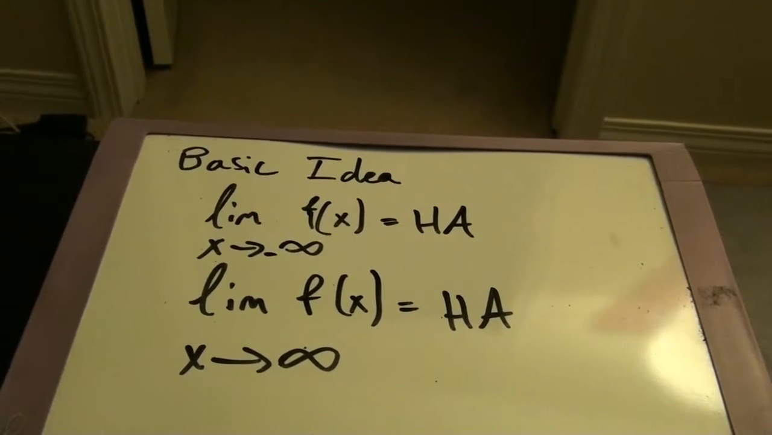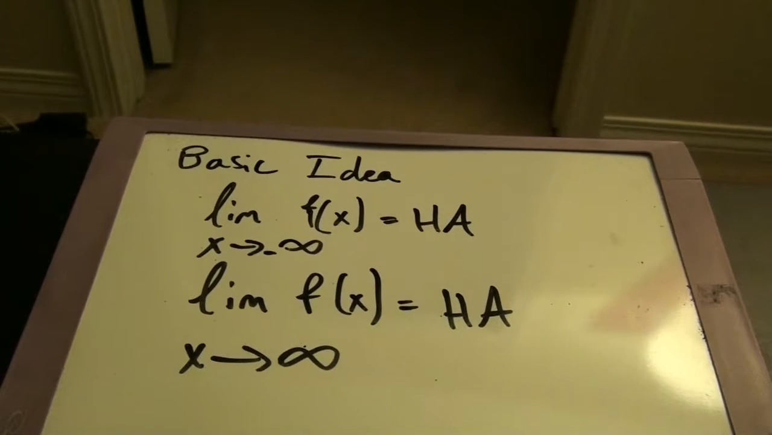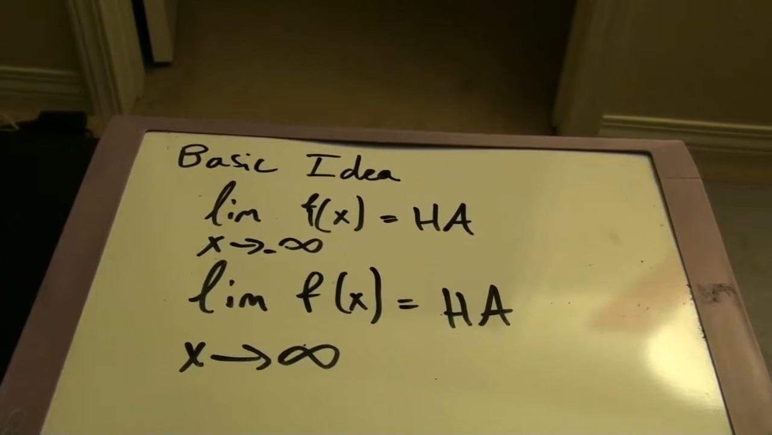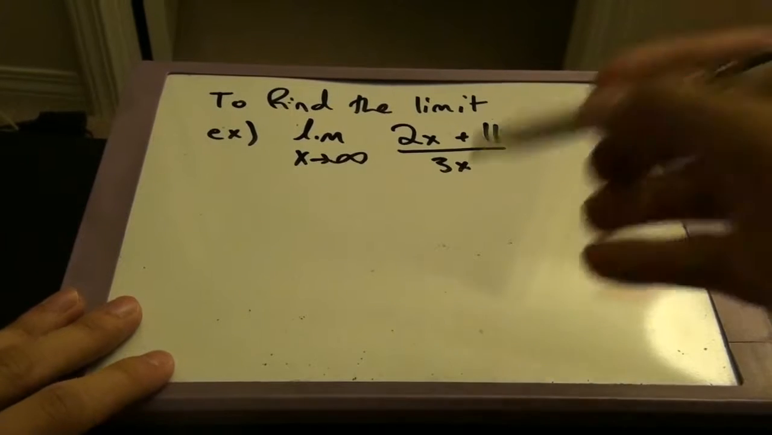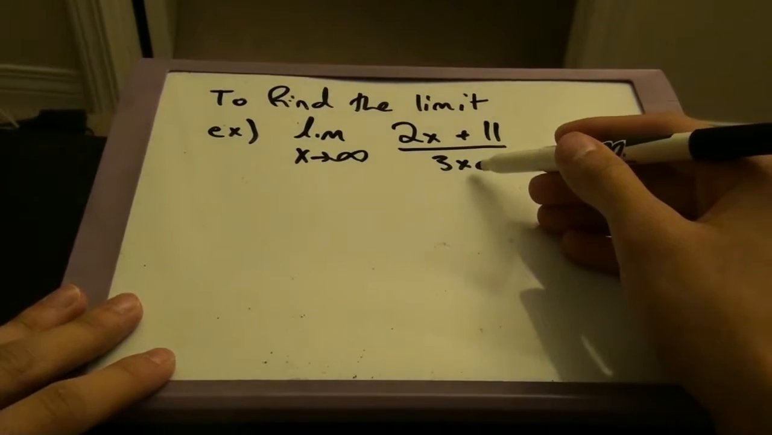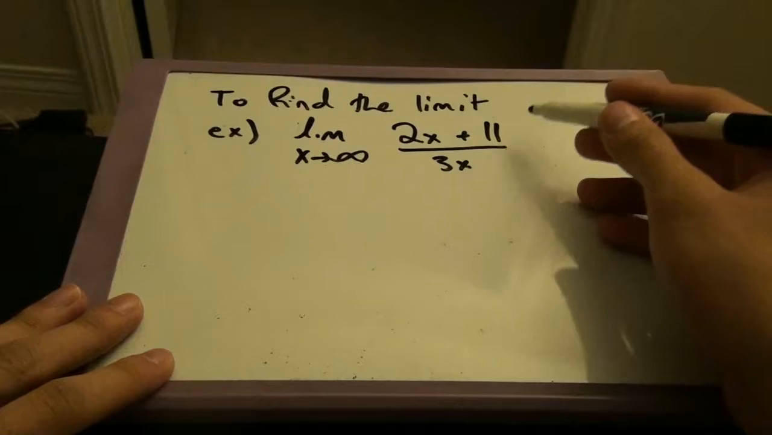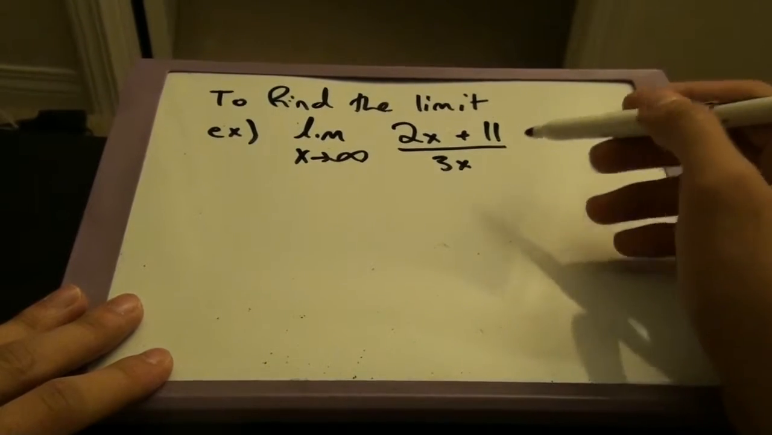The basic idea to take away from this lesson is that as the limit approaches negative infinity or infinity, the function will approach its horizontal asymptote in that direction. So to solve for limits at infinity, what you need to do is find the greatest power of x at the bottom and divide both the numerator and denominator by that power.